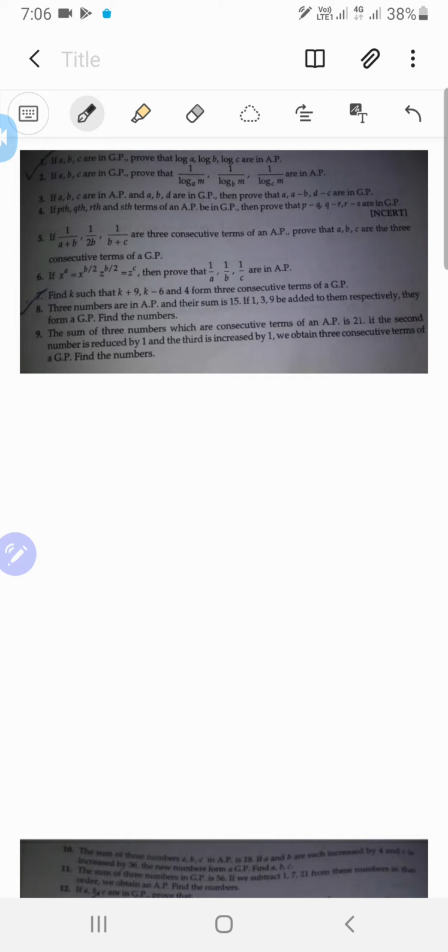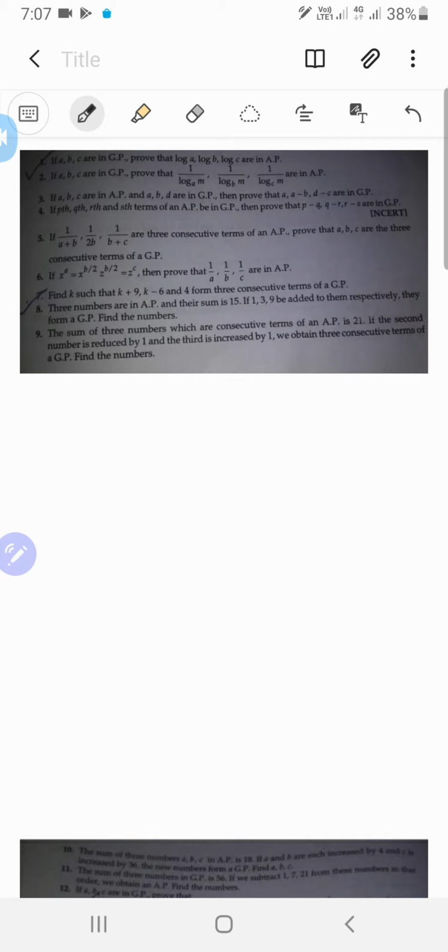Okay, let's go to the next question. If the pth, qth, rth and the sth term of an AP are in GP, then prove that P minus Q, Q minus R, and R minus S are in GP.